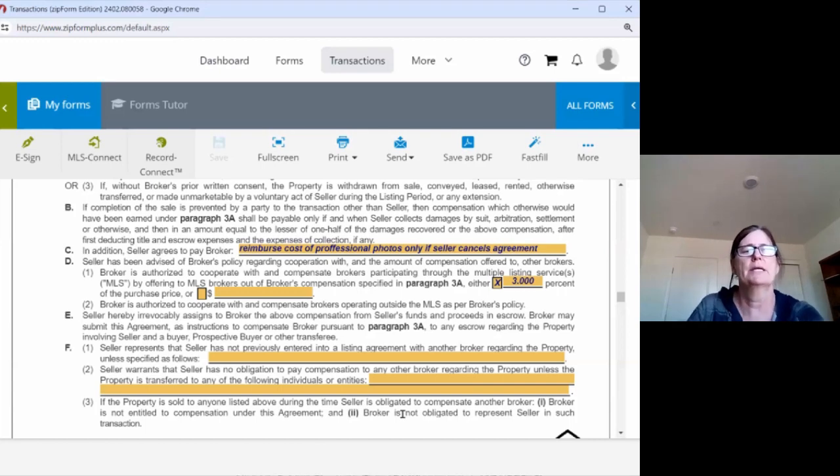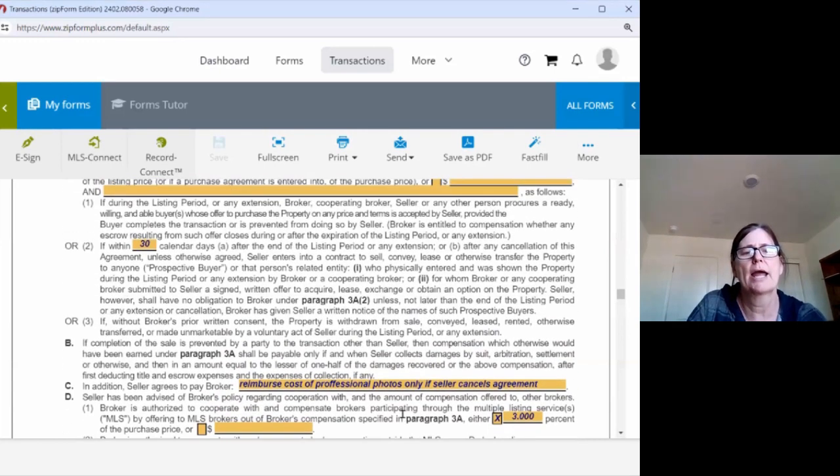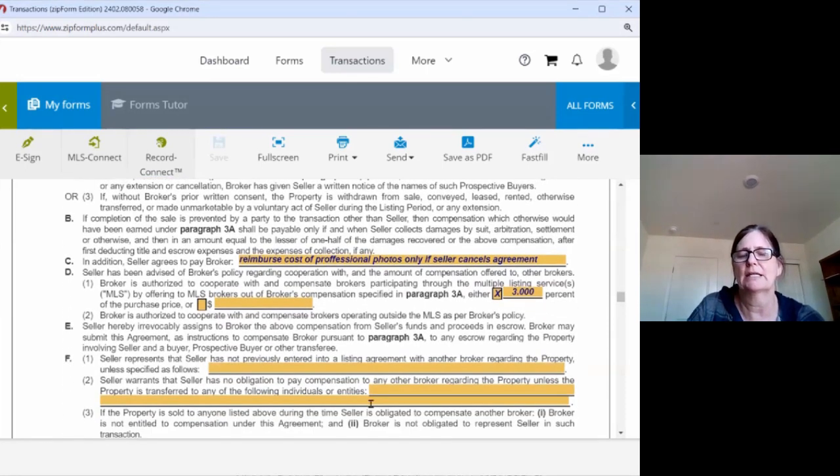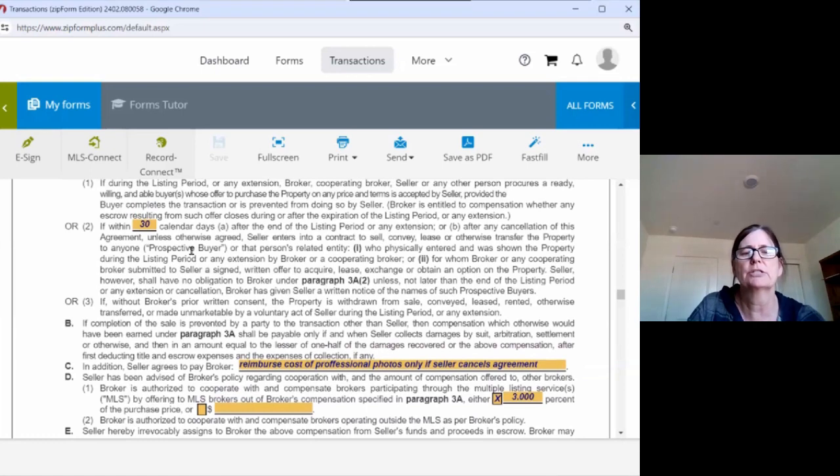So up here, where I had written that within 30 calendar days, if the seller enters into a contract with a person who entered and was shown the property or submitted an offer, this is where I'm tying that in. So the only way that this 30 days works, or 90 days, or whatever you put, is if the broker has given seller a written notice of the names of such prospective buyers.